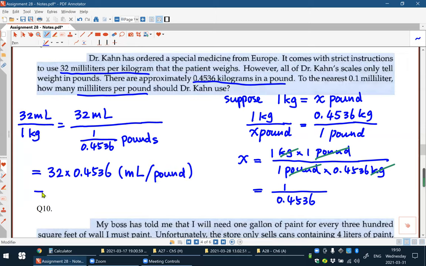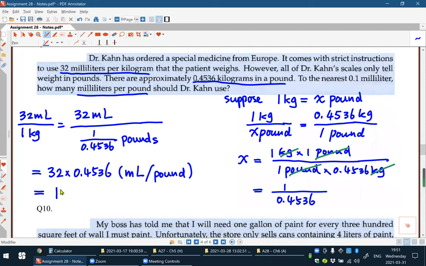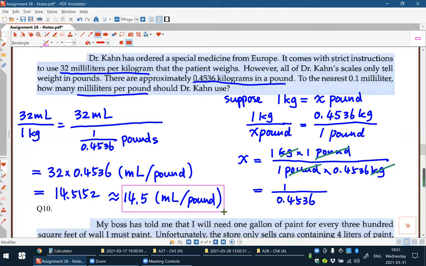Okay, so this is our result. Only thing we need to do is to calculate this value, which is 32 times 0.4536. Okay, and it asks us to round it to nearest 0.1. So this is approximately 14.5. Unit is milliliters per pound. Okay, this is the final solution here.